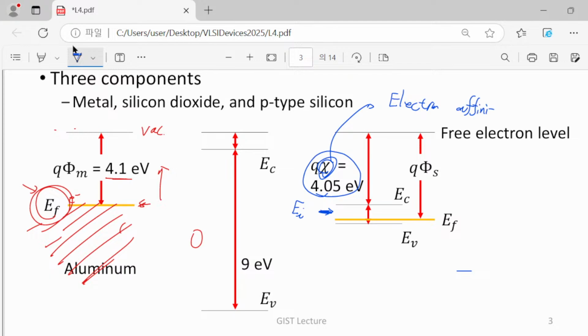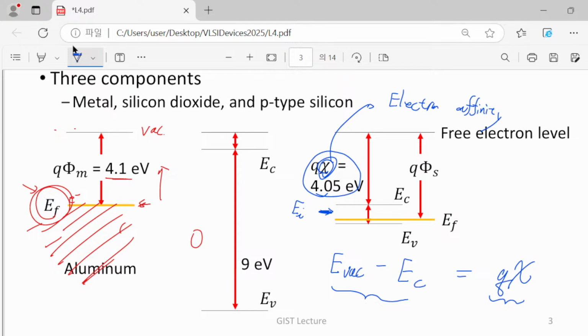affinity. This quantity is just the difference between the vacuum level and the conduction band minimum level. Simply speaking, E vacuum minus EC. This corresponds to this q chi. Really, I don't think there is a universally adopted notation for electron affinity, so you can use whatever you like. I just follow the notation by Professor Tower. Here you can see the energy difference is expressed as this electron affinity.